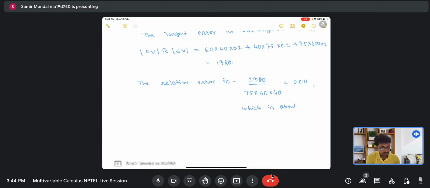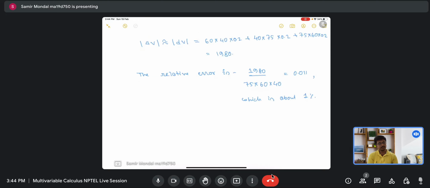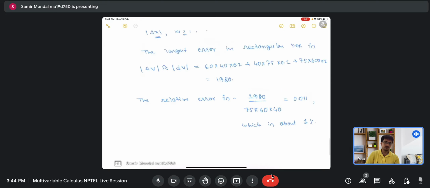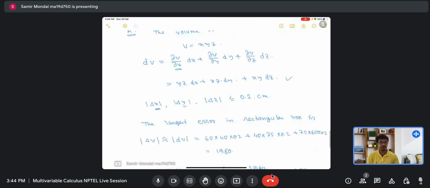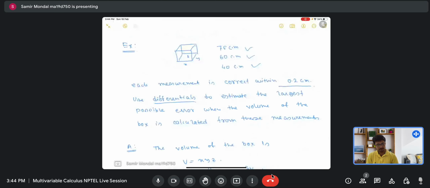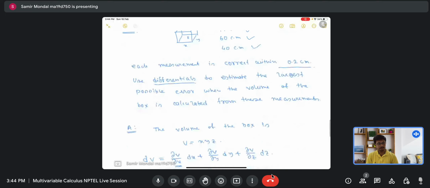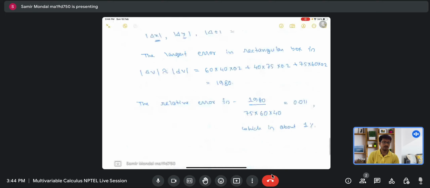Which is about 1%. So this is the largest error when the volume of the rectangular box is calculated from the measurements, given that each measurement is correct within 0.2. With this condition, the maximum error is about 1%.